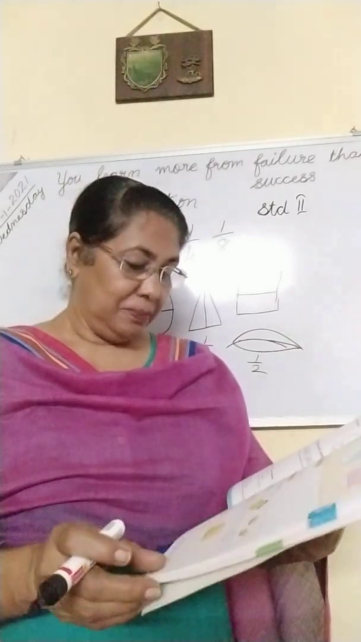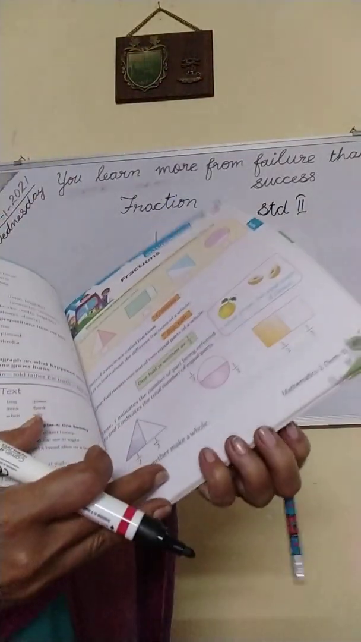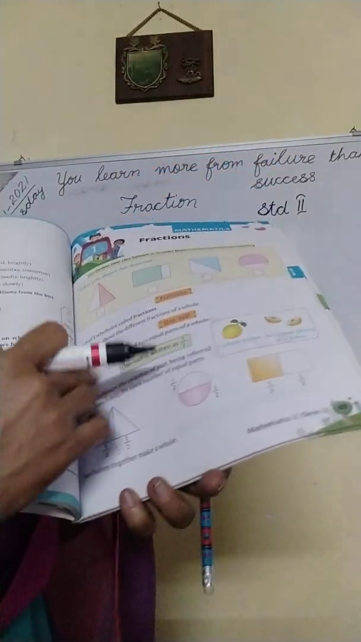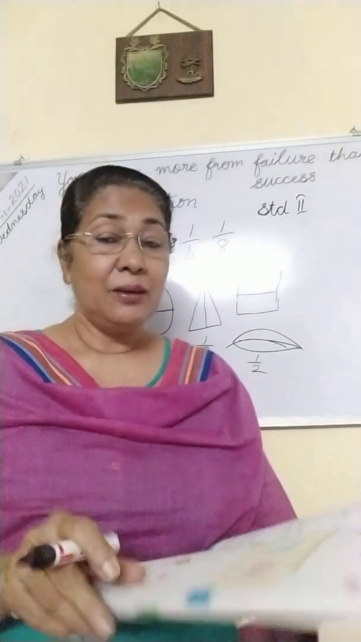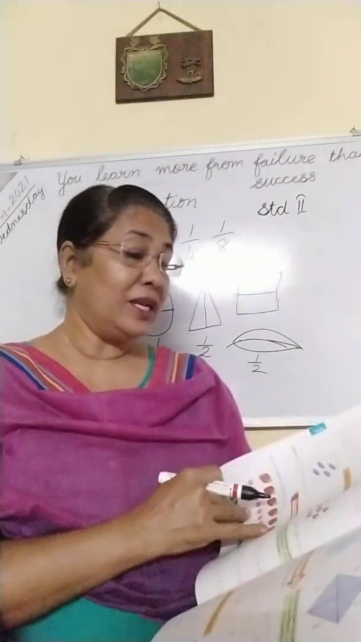Now here you can see different shapes or figures. All these are divided into 2 equal parts. 2 equal parts are called half.